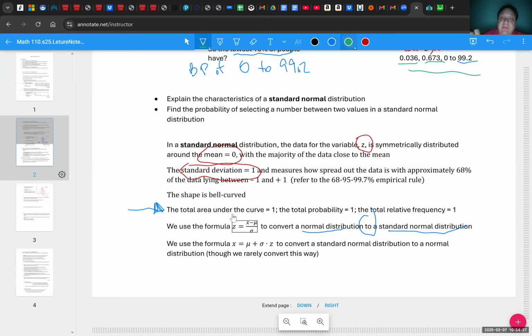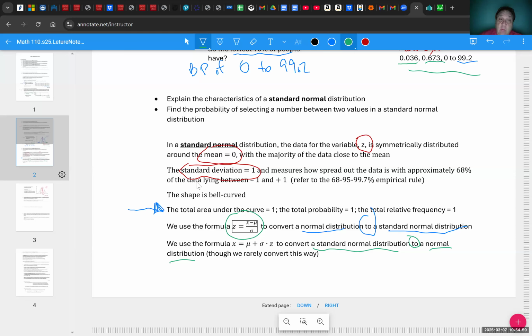There is a formula to convert the other way. If you want to convert from a standard normal distribution to a normal distribution, use this formula right here, although we almost never do that. So I didn't bother boxing it or trying to make it seem like it's equally important. It's used very occasionally, so I guess you can have it in your notes, but the big one is the one I boxed up here. That's the one that we're going to be using a lot whenever we talk about standard normal distributions.